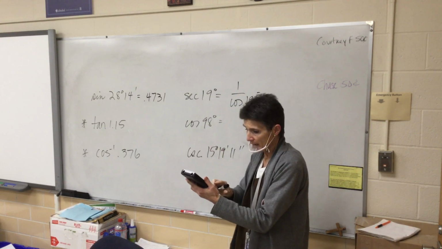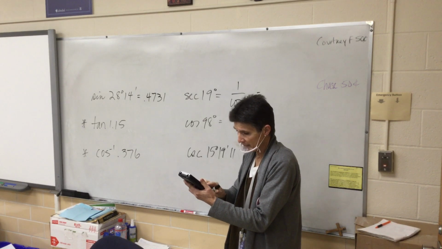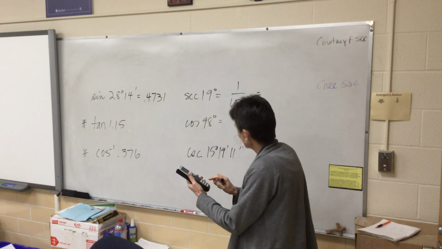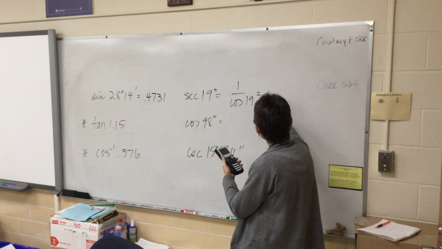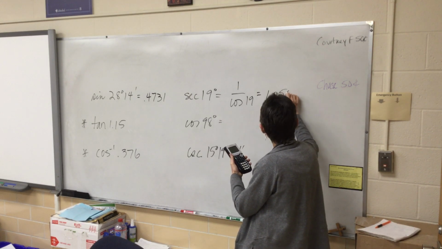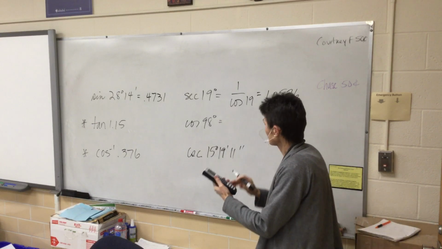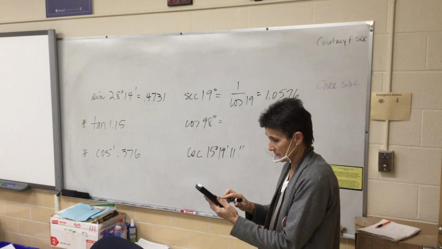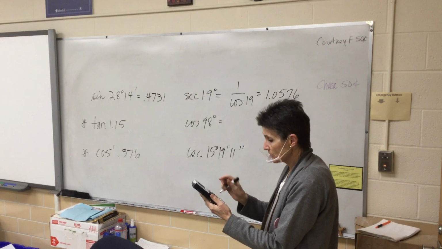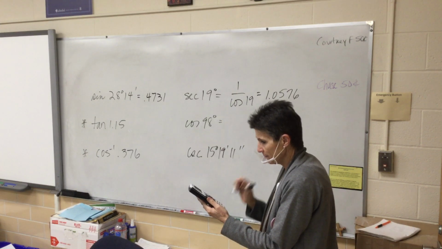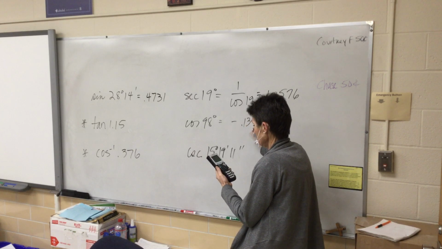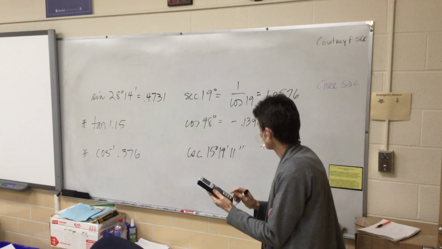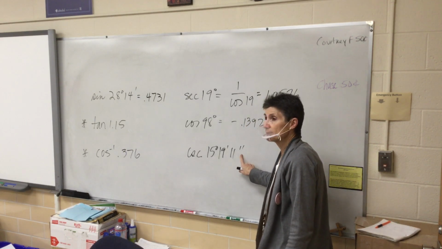I physically type 1 divided by cosine 19, and I got 1.0576. All right, cosine 98, that's easy. Negative .1392. How about this one?